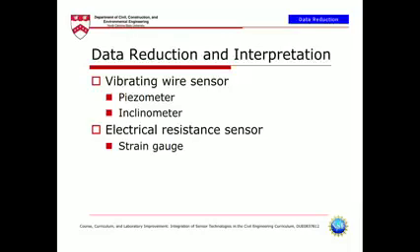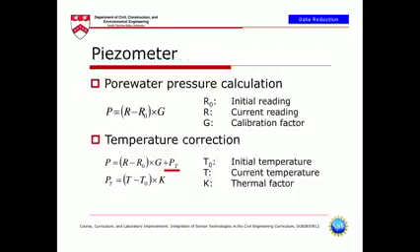Vibrating wire sensors and electrical resistance sensors. In vibrating wire sensors we have the piezometer and inclinometer. Then we have electrical resistance sensors like the strain gauge. Today our discussion mainly focuses on data reduction and interpretation. First we will see how the piezometer calculates the pore water pressure and the temperature correction.